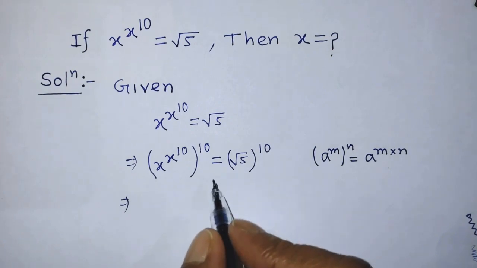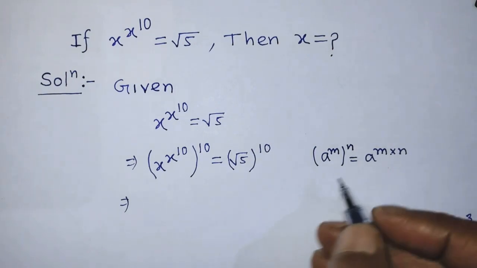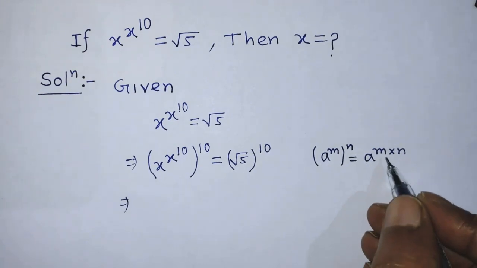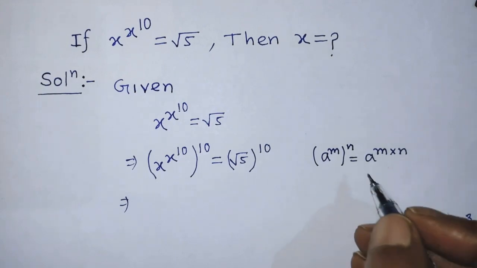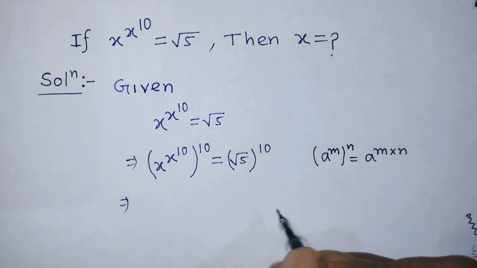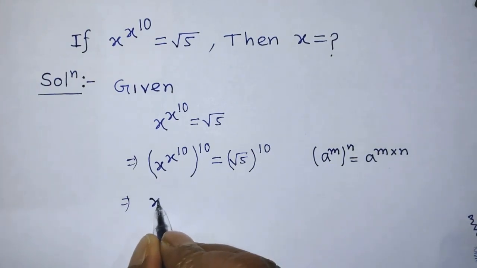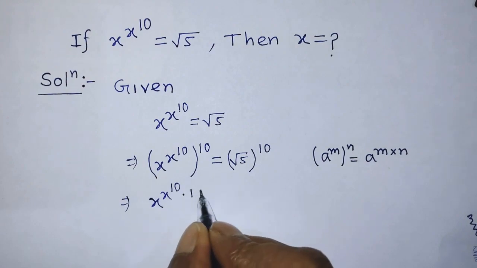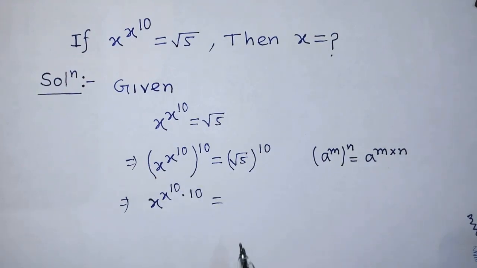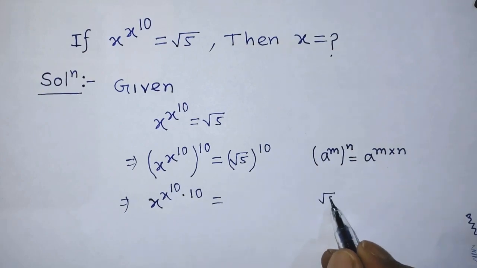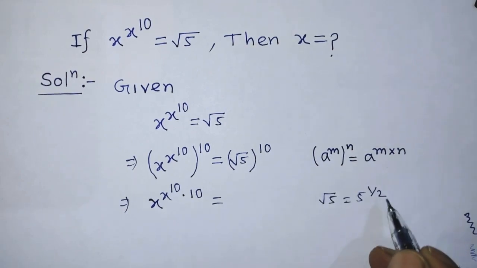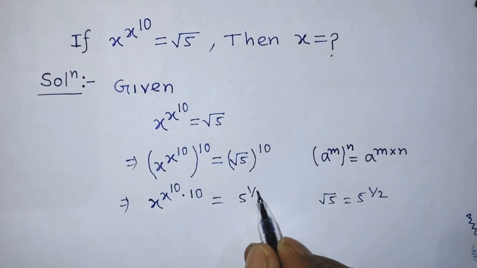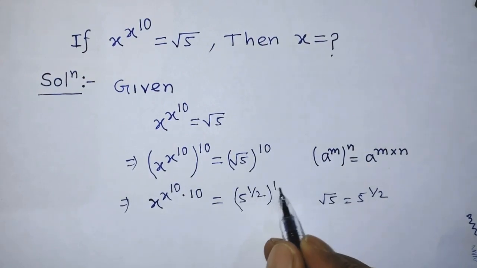So student, to simplify the left hand side and the right hand side of this equation, we have to apply the formula a to the power m whole to the power n is equal to a to the power m times n. According to this formula we can write from the left hand side x raised to the power x to the power 10 times 10 is equal to, square root of 5, that means 5 to the power half. So in the place of square root of 5 we can write 5 to the power 1 over 2 whole to the power, again, 10.